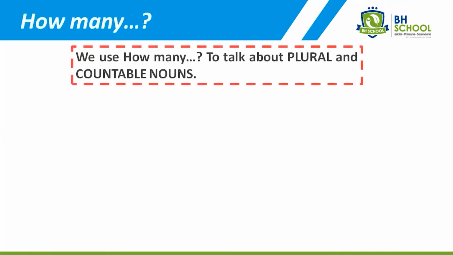We use how many to talk about plural countable nouns. When we talk about plural elements and we can count them. It can be 1, 2, 3, 11, 12, 100, etc. We can count the nouns.